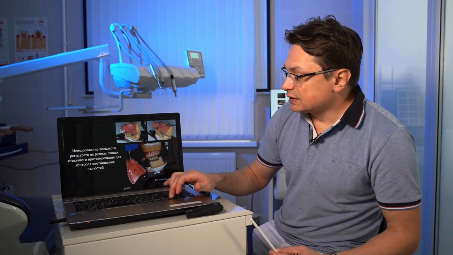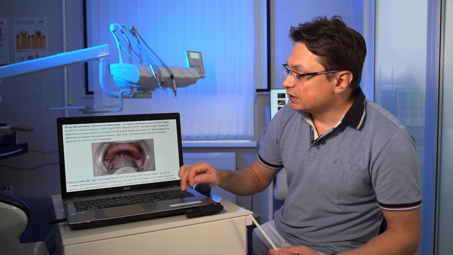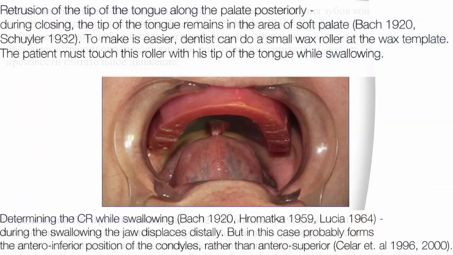What other methods do we have to register the central relation? Protrusion of the tip of the tongue along the palate posteriorly, and the method when we ask the patient to swallow saliva. These are the methods that we use in removable prosthetics. Then, what does the patient do? He tries to move the lower jaw forward.